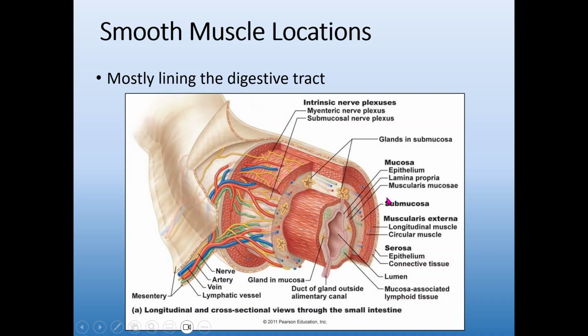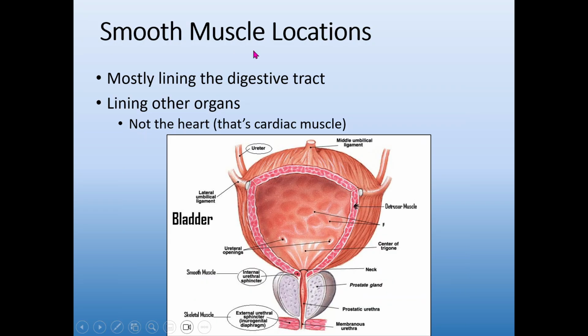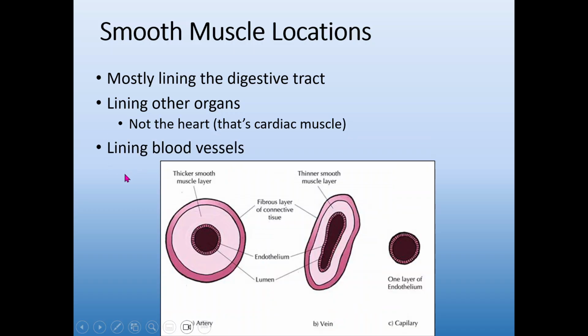Where do we find smooth muscle? Mostly in the digestive tract. Your entire system, from the esophagus to the stomach to the small intestine, large intestine, all of that is going to be lined with smooth muscle. Lining specific organs, the heart is the exception because that's going to be cardiac muscle specifically, but things like the bladder and the uterus. Lining blood vessels, all of your arteries, all of your veins have a very thin layer of smooth muscle that allows them to constrict and redirect blood flow.